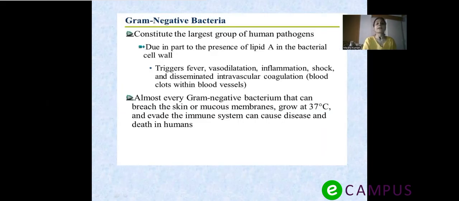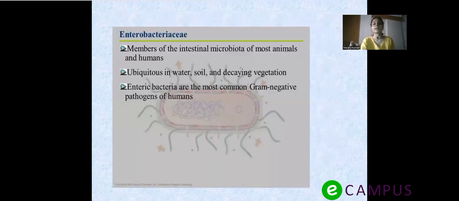So gram-negative bacteria constitute the largest group of human pathogens, due in part to the presence of lipid A in the bacterial cell wall, which triggers fever, vasodilation, inflammation, shock, and disseminated intravascular coagulation, meaning blood clots within the blood vessels. Almost every gram-negative bacterium that can breach the skin or mucous membrane grows at 37 degrees Celsius, evades the immune system, and can cause disease and death in humans.